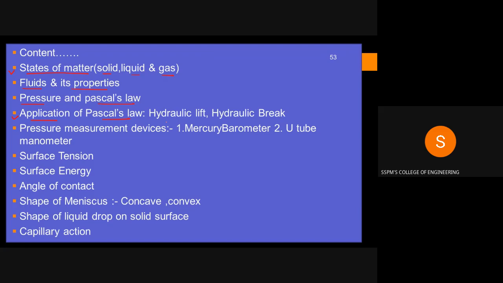Then we will study the different pressure measurement devices. In that we have the mercury barometer, and the second one is the U-tube manometer. Then we will study surface tension and surface energy, angle of contact, and shape of different meniscus. We will see the concave and the convex meniscus. Next, the shape of a liquid drop on a solid surface. And after that, we will study capillary action.